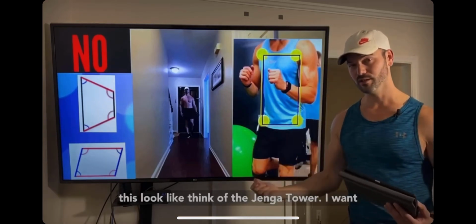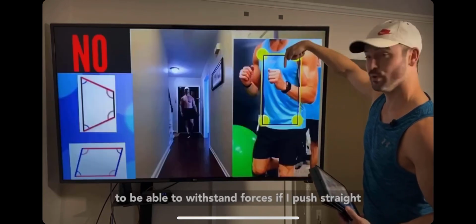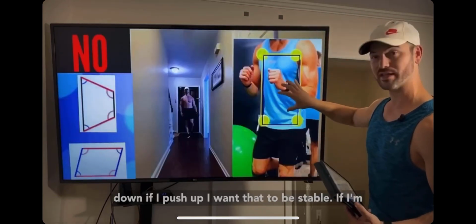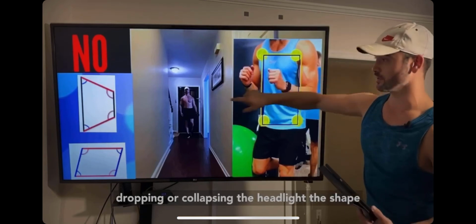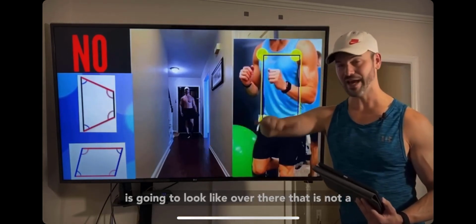Think back, what does this look like? Think of the Jenga tower. I want to be able to withstand forces. If I push straight down, if I push up, I want that to be stable. If I'm dropping or collapsing, the headlight shape is going to look like over there. That is not a stable surface.